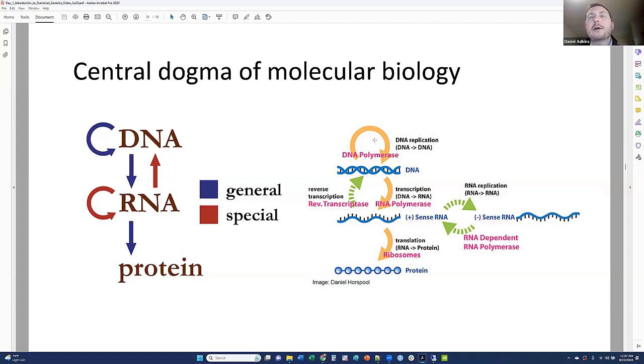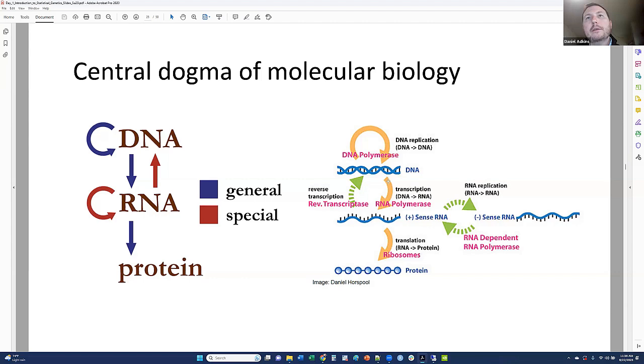So on the right side of this slide, we just have it in more detail with some of the enzymes labeled. DNA polymerase is responsible for DNA replication. Over here, the orange arrows depict the flow of information under the central dogma, and the green arrows depict the exceptions to the rule. Again, those exceptions to the rule are primarily seen in viruses.